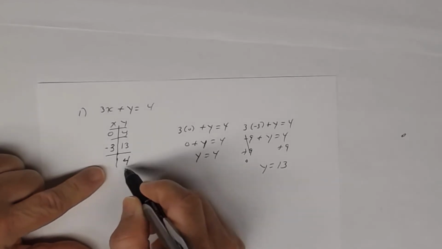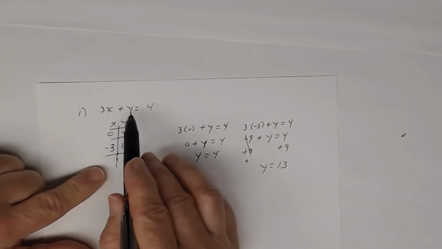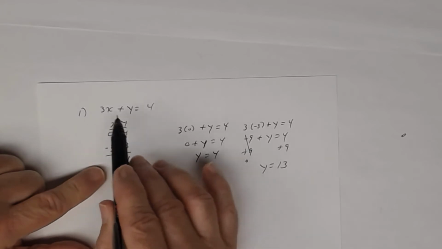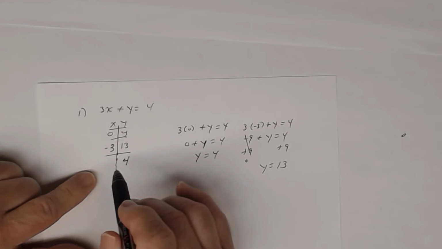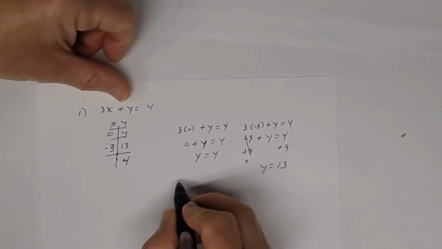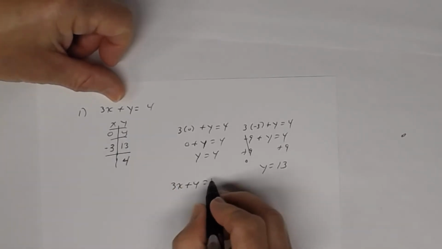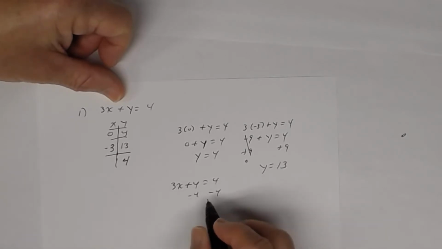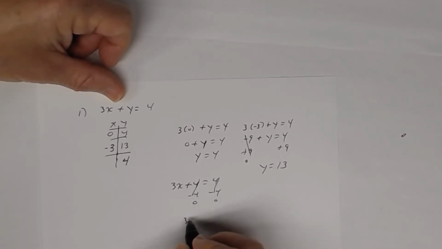Just be aware that whenever you randomly pick numbers for x and y, when the equation is in standard form, you could end up with a fraction. Okay, so watch. I'm going to show you something. If y is 4, I get 3x plus 4, because y is 4 this time, equals 4. Subtract 4 from both sides and combine like terms. This is 0 and this is 0 as well, right? So I get 3x equals 0. Divide both sides by 3 and then simplify.